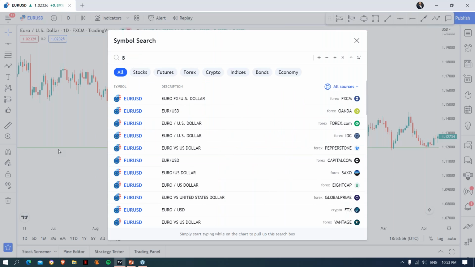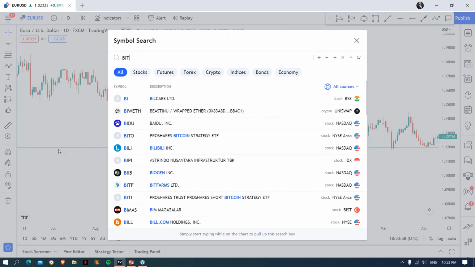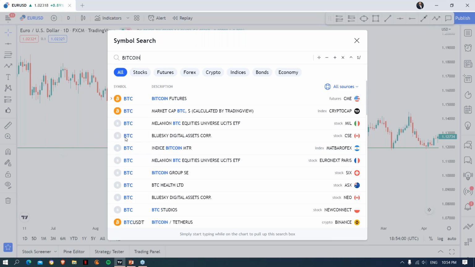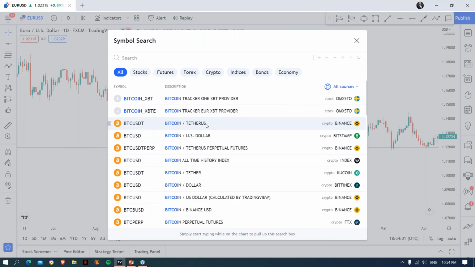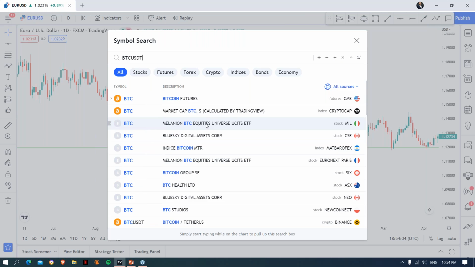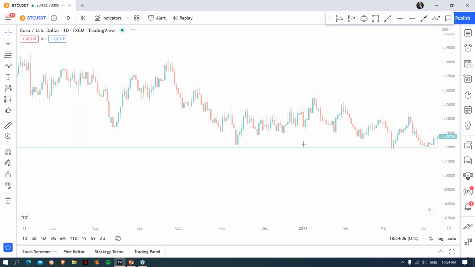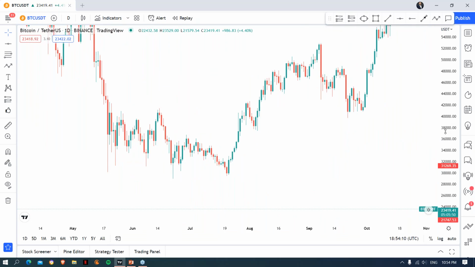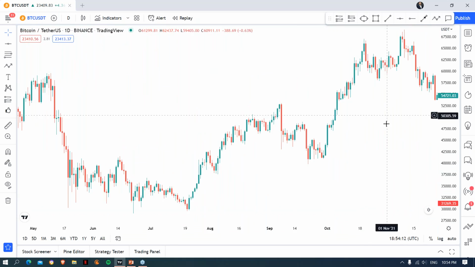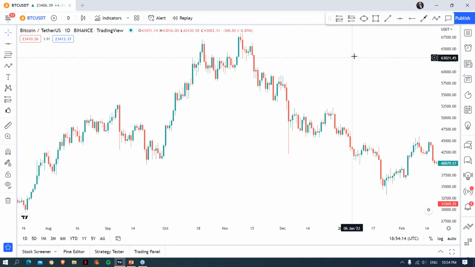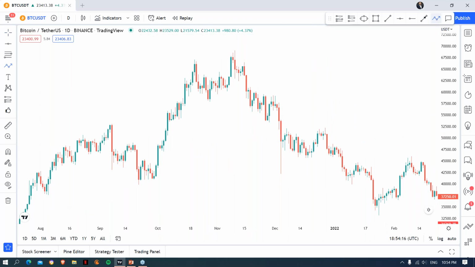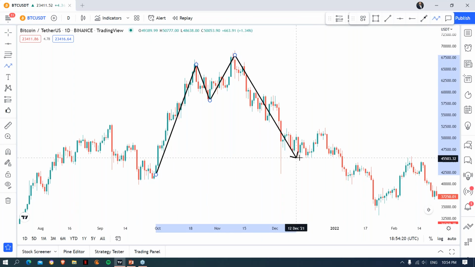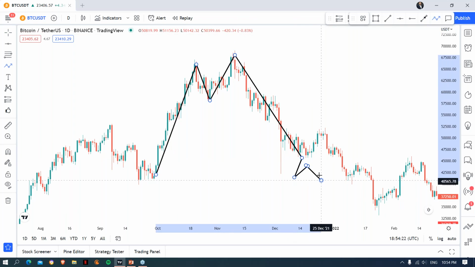Let's look at Bitcoin, for example. This is the future. Let's go with the spot BTC USDT. Like Bitcoin, this is considered a high volatility market. Here we have a double top. 1, 2. Notice the market moved here.